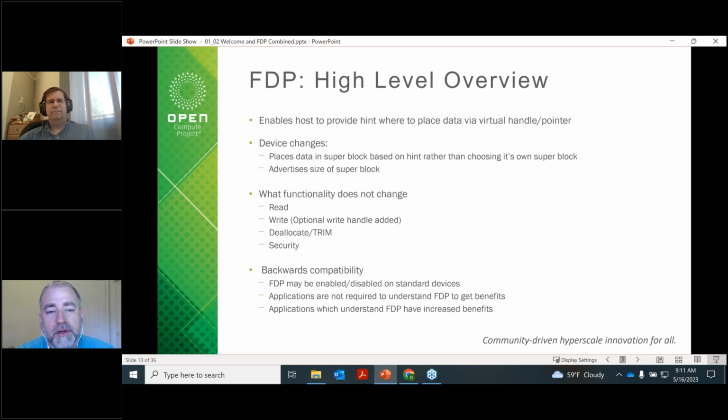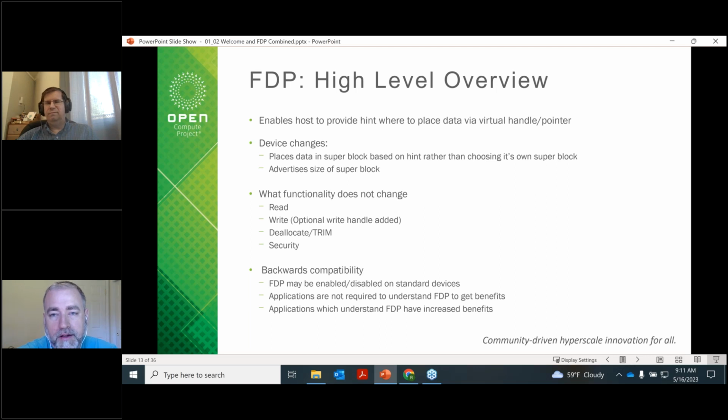So a high-level overview. Basically, what does FDP do? It gives a hint. It allows the host to provide a write hint on where to place data via a placement handler pointer. The change in the device is that it places data into a specified superblock instead of one that it has chosen. The device advertises the size of this block.